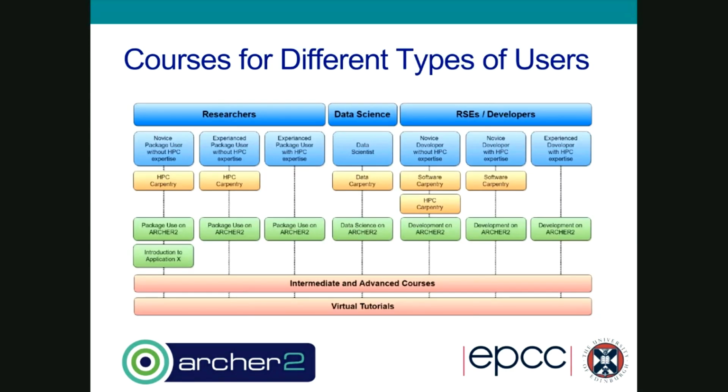So this diagram just gives you an overview of the idea behind the different training tracks. You'll not be confined to a particular track. You can access whichever courses you like, but there is a clear pathway through for different groups as to what sort of training is available. So for example, we'll have courses around package use on ARCHER2 or how to develop applications on ARCHER2.